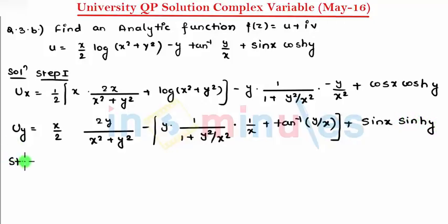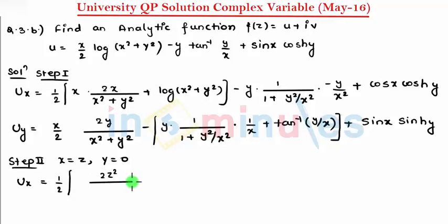So step 2 is put x equal to z and y equal to 0. So ux is equal to, when I put x equal to z, I get 1 by 2 z square divided by z square plus log of z square, minus y is 0, so this whole term comes to be 0. Here I can write plus cos z and cos hyperbolic y, so that is cos hyperbolic 0, which is 1. So this I got as ux.